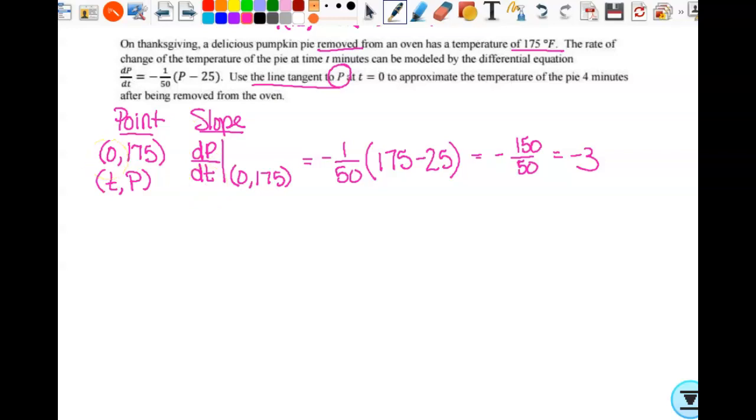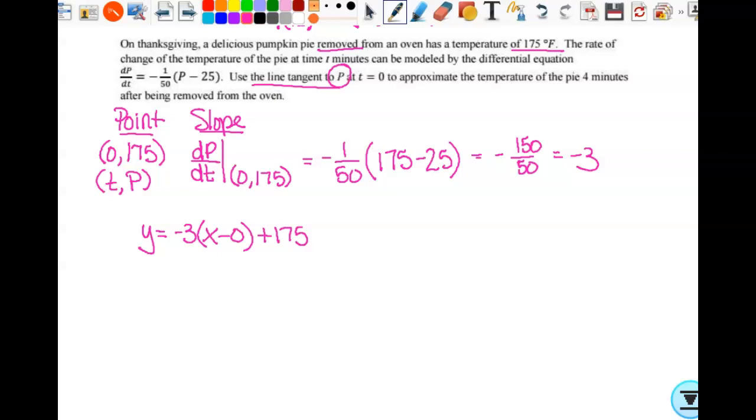So then we write our equation. Y equals, my buttons are all in different places, throw me off. Okay, so y equals the slope, which is -3, times x minus this x value, which is 0. And then what do I do with that 175? Plus 175.